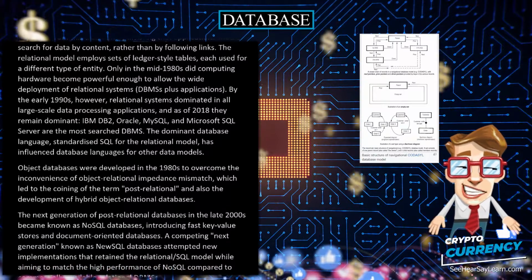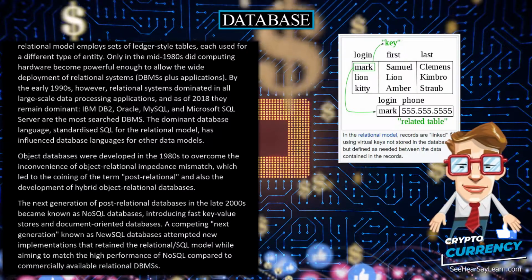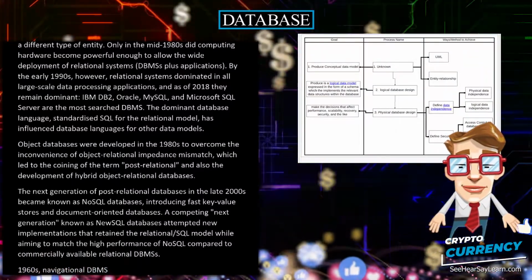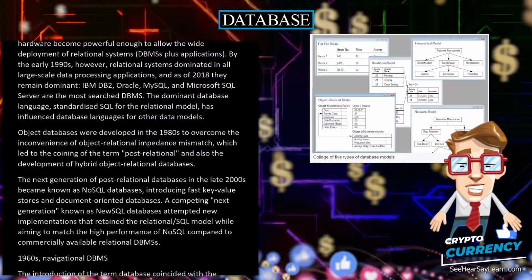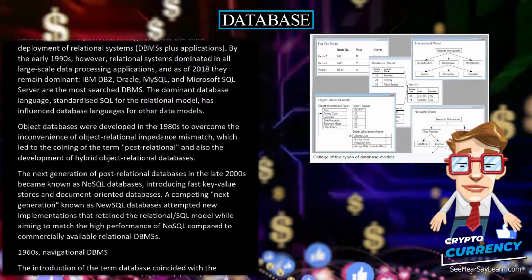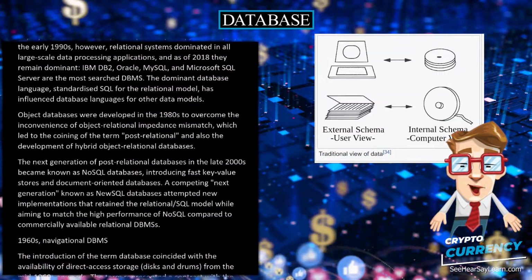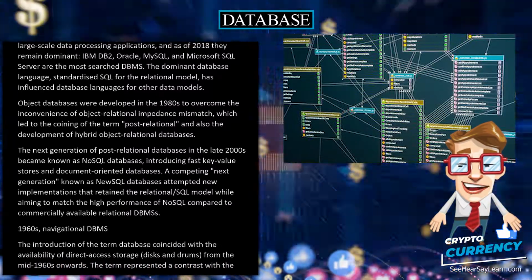The dominant database language, standardized SQL for the relational model, has influenced database languages for other data models. Object databases were developed in the 1980s to overcome the inconvenience of object-relational impedance mismatch, which led to the coining of the term post-relational and also the development of hybrid object-relational databases.